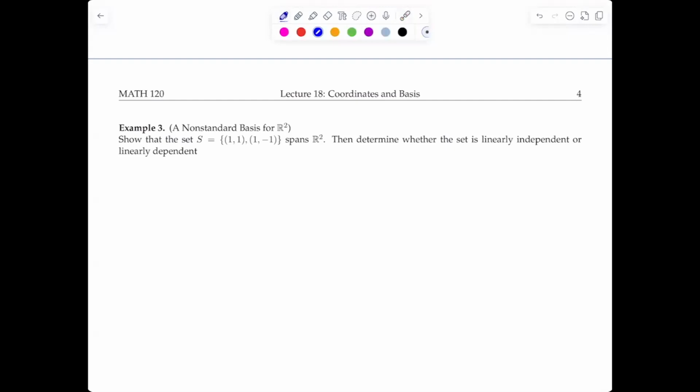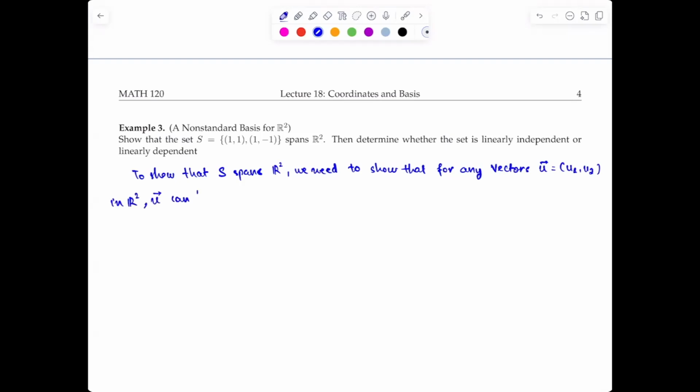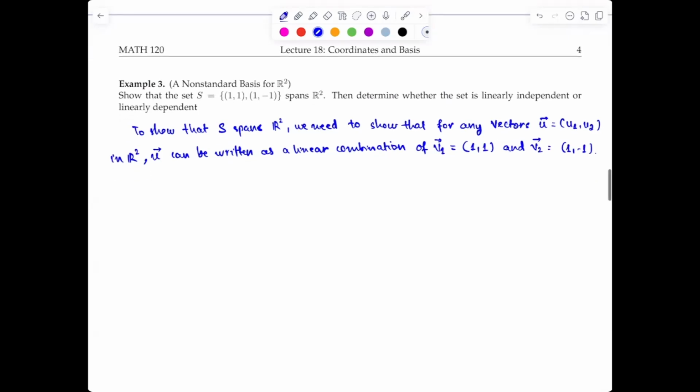Okay, so I break it out into 2 different questions here. The first question is, can you show that S spans R2? And the second question is, can you determine whether the set is linearly independent or linearly dependent? Okay. So let's check the first question. To show that S spans R2, we need to show that for any vector U equal to U1, U2 in R2, U can be written as a linear combination of V1 and V2, where V1 is equal to 1, 1, and V2 is equal to 1, negative 1. Okay. So we're going to do some calculations here. So we have C1 times V1 plus C2 times V2 equal to U.